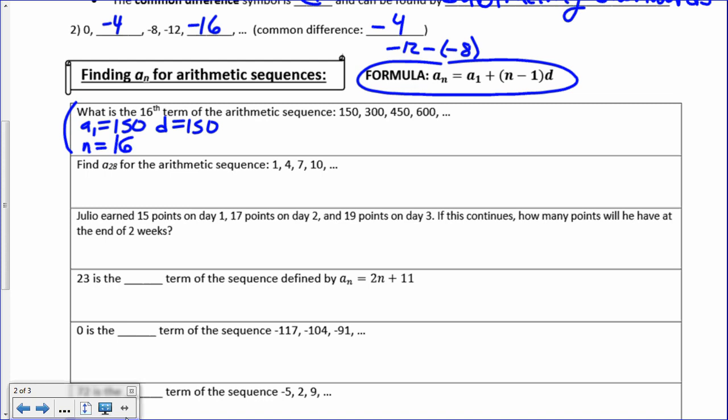Yeah. So I'm trying to find a sub 16. I'm trying to find the 16th term. That's how you say the 16th term in notation, a sub 16. So all I have to do is plug everything that I know into the formula. The first term is 150, n was 16, and d is 150. If you want to do that mental math, you can turn the 16 into a 15 automatically, because 16 minus 1 is 15. Feel free to do that. And then all you have to do is plug that in your calculator. 2,400. You should get 2,400.